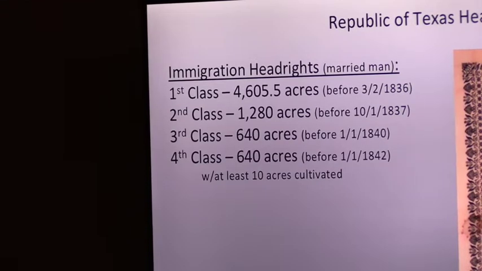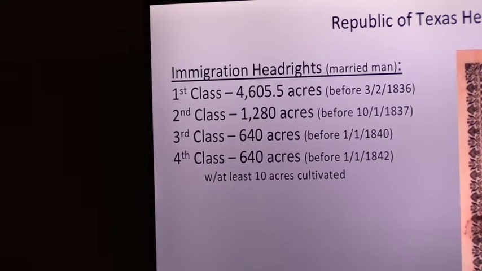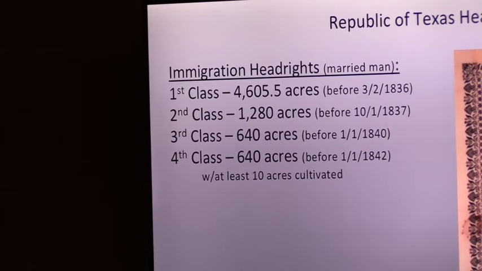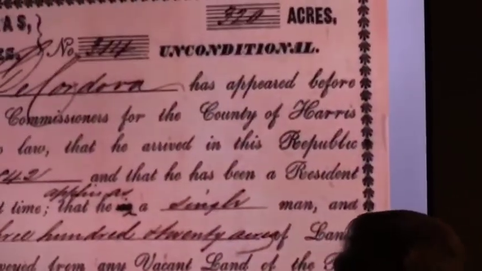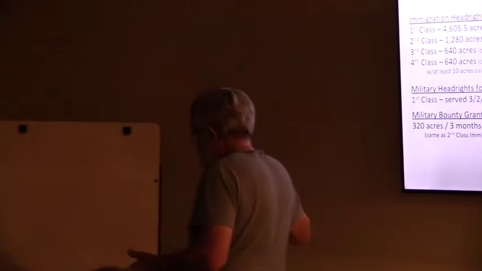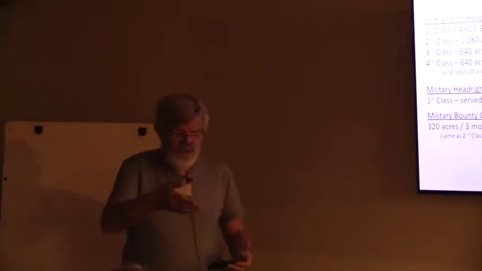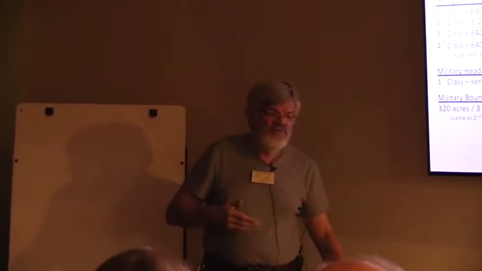This is one of the head right land grant documents. This one happens to be for a single person, a single man. Let's see if I can do this. Yeah, it works, sort of. A single man, so he only got half of what the married people got. So it paid to be married. Not only did they do that for the immigrants, that is people coming in either from America or from, because this is the Republic now, either coming in from the United States or coming in from Europe.